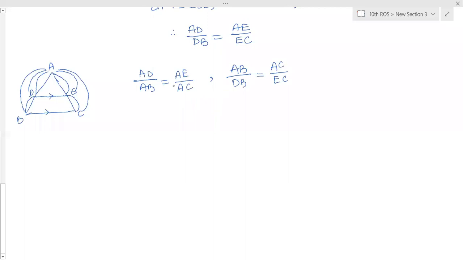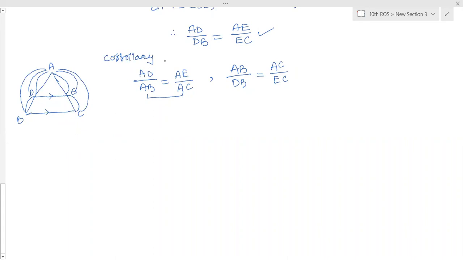So this also can be proved by using BPT. This is called corollary. That means corollaries are the conclusions we can get from the main conclusion. So this is the main result. From this result, we can obtain these two also. These are called corollaries. Or this question can be asked, you need to prove this. And this is important for similarity.